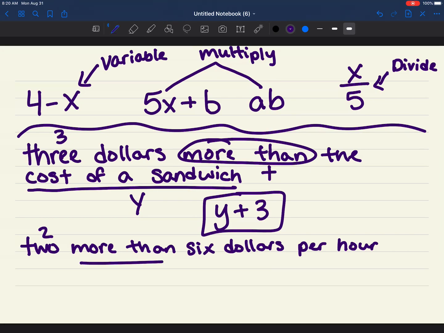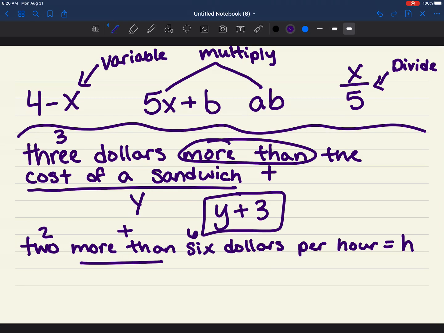More than. What's that mean? We're going to add. There's one more thing we know for sure. The number 6. Okay, now it says $6 per hour. So which part of that do we not know? How many hours? What variable do you want to use there? Should be an easy one. Y. Okay, Y would work. H would be great too because it's hours.